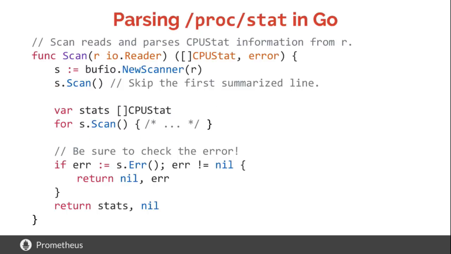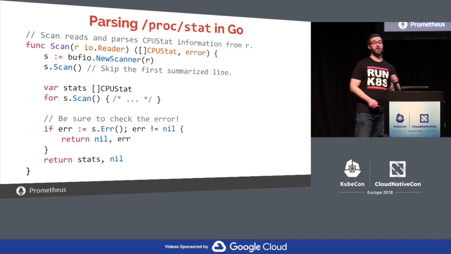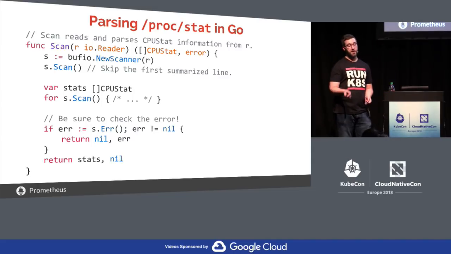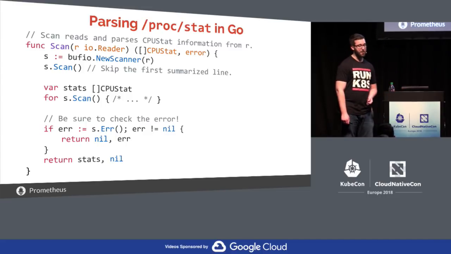Next, we're going to create this top-level function, scan. Scan's job is to read and parse CPU stat information from an io.Reader. If you're familiar with Go, io.Reader is one of the most fundamental interfaces in the Go standard library. It essentially represents something like a file or a network stream or a byte buffer. And this is great because we can accept a file in our production code, but we can also swap it out for a byte buffer or another source later on for our tests. So use interfaces. They're very powerful.